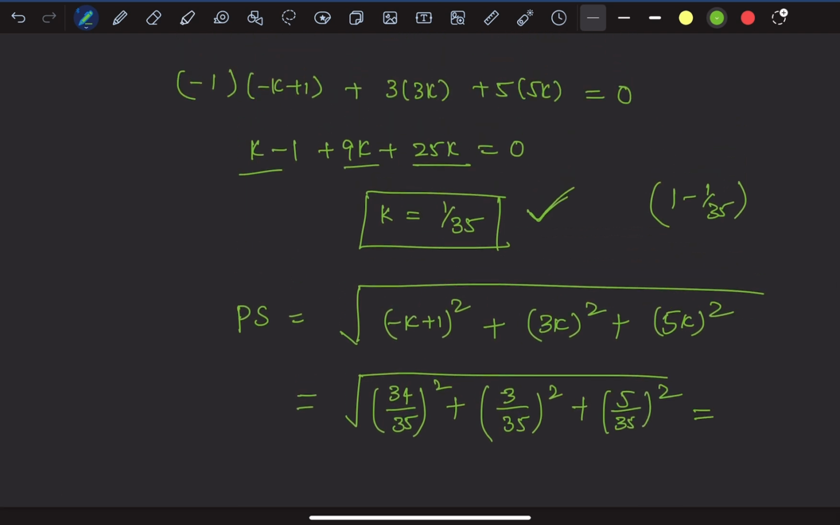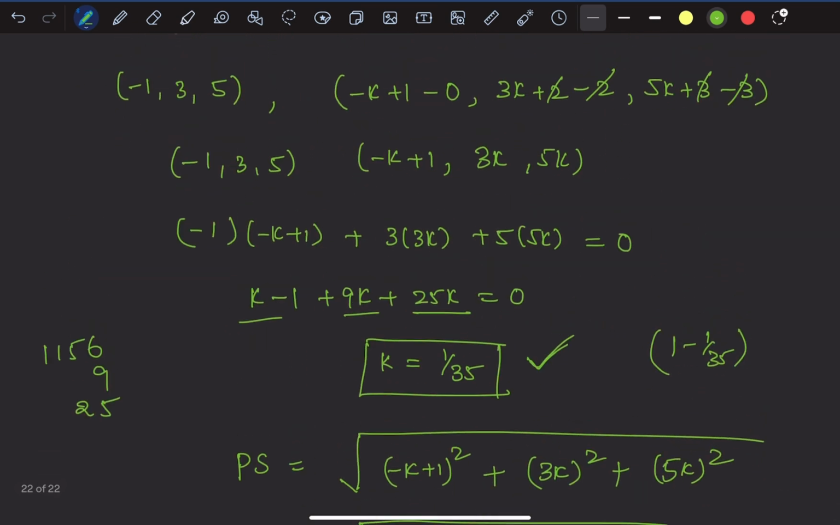So in the denominator, there will be a 35. In the numerator, it will be 34 square plus 3 square plus 5 square. Alright. So how much will be 34 square? That will be 1156. 3 square is 9 and 5 square is 25. So that will give us 1190 in the numerator, root of 1190 by 35. So this is the height.